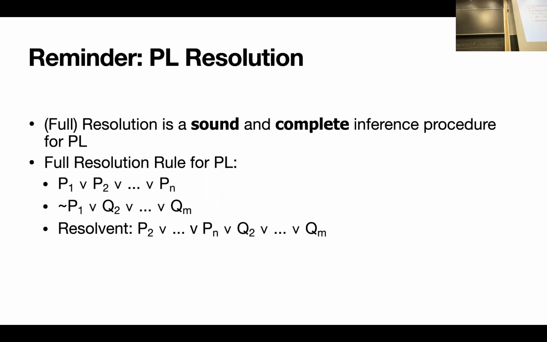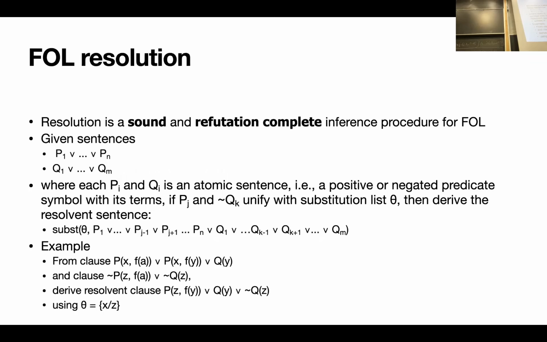This was the full resolution rule for propositional logic: P1 or P2 or Pn, and the other one is not P1 or Q2 or Qm. We remove the complement literals, P1 with not P1, and take the rest and OR them all together. So we get P2 or Pn or Q2 all the way up to Qm. We can apply the same rule here with first-order logic, and it is complete.